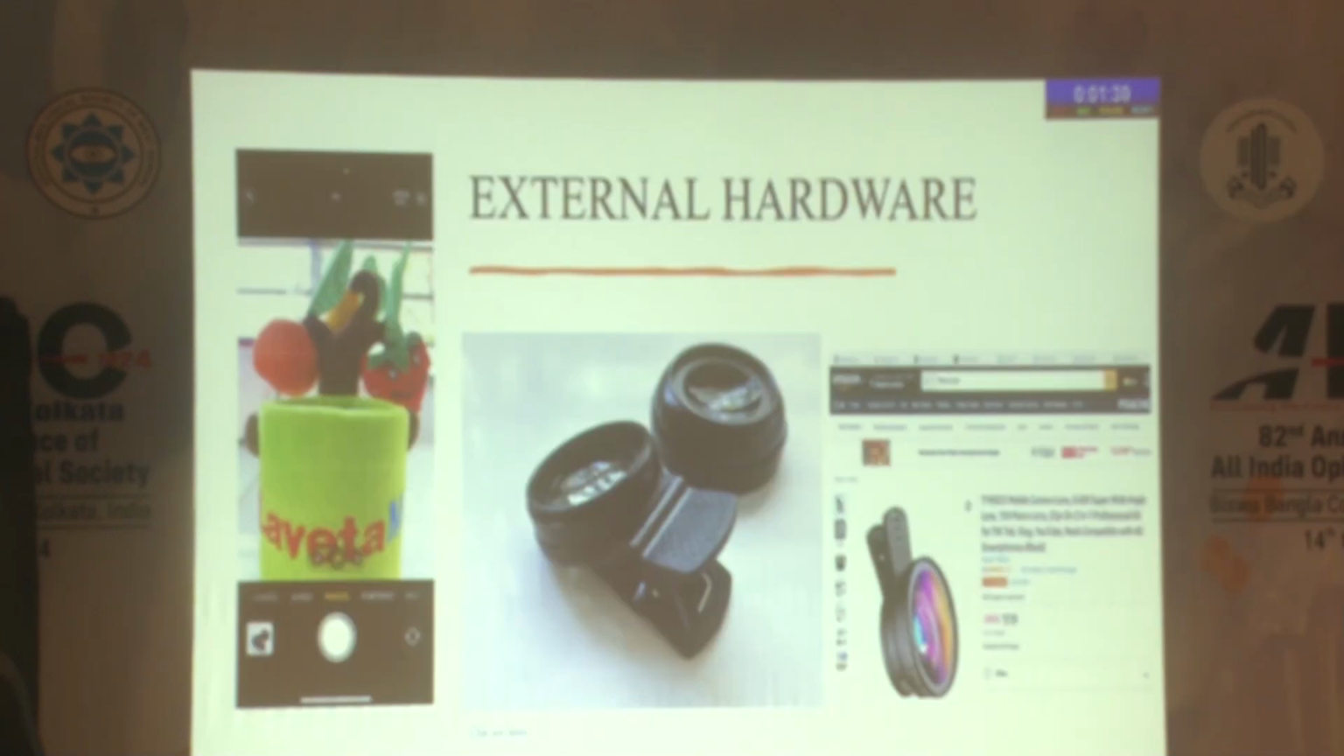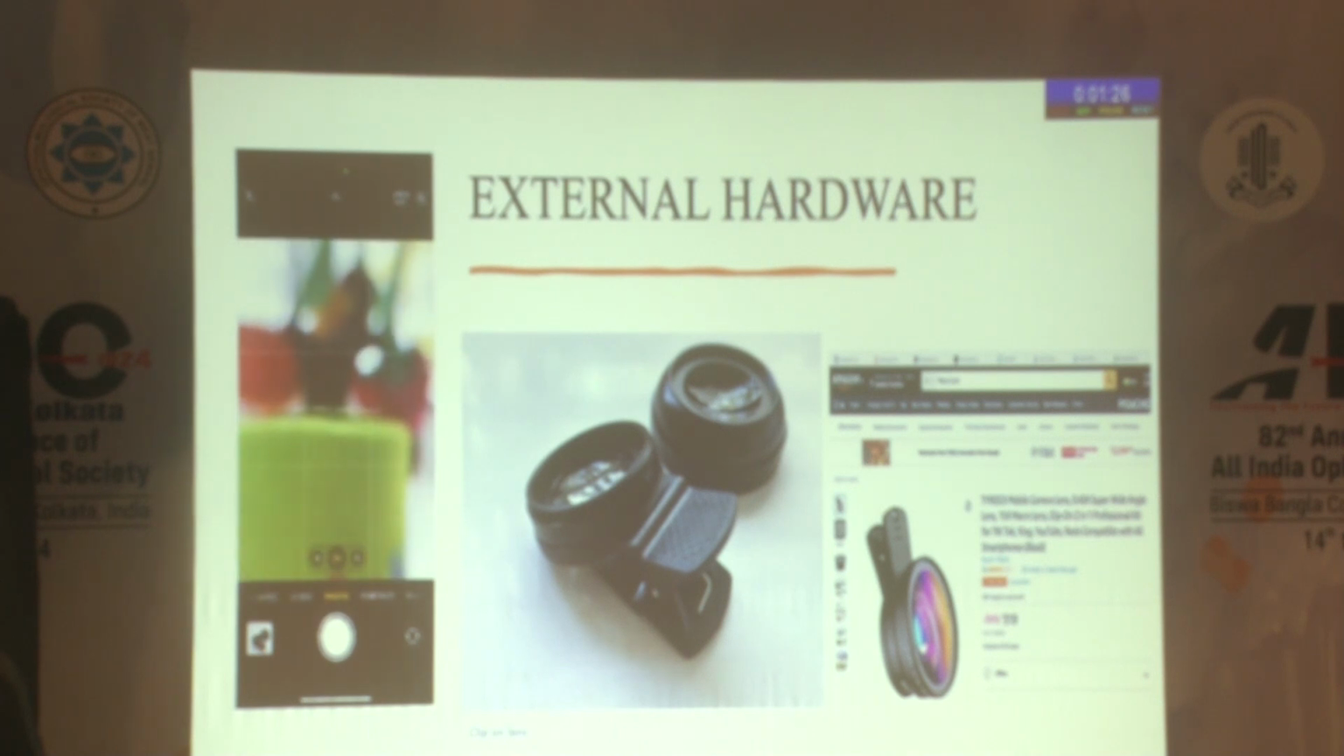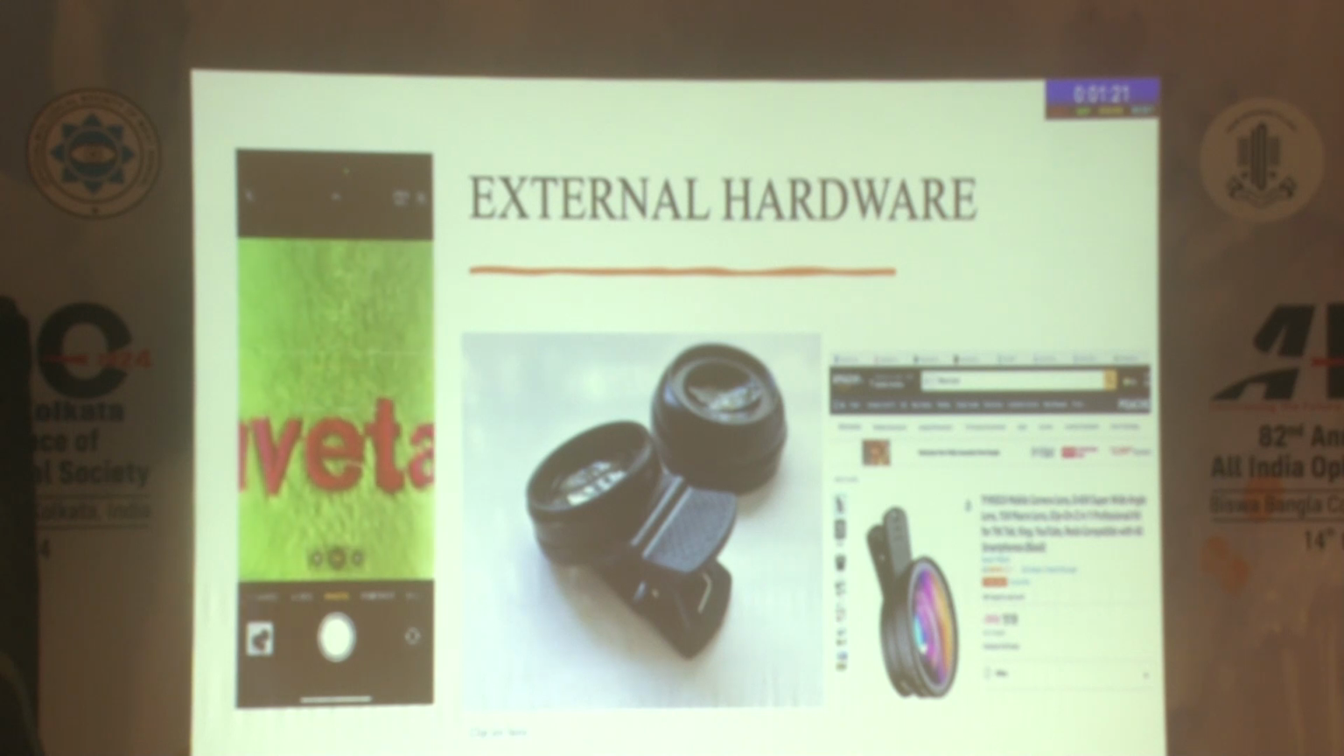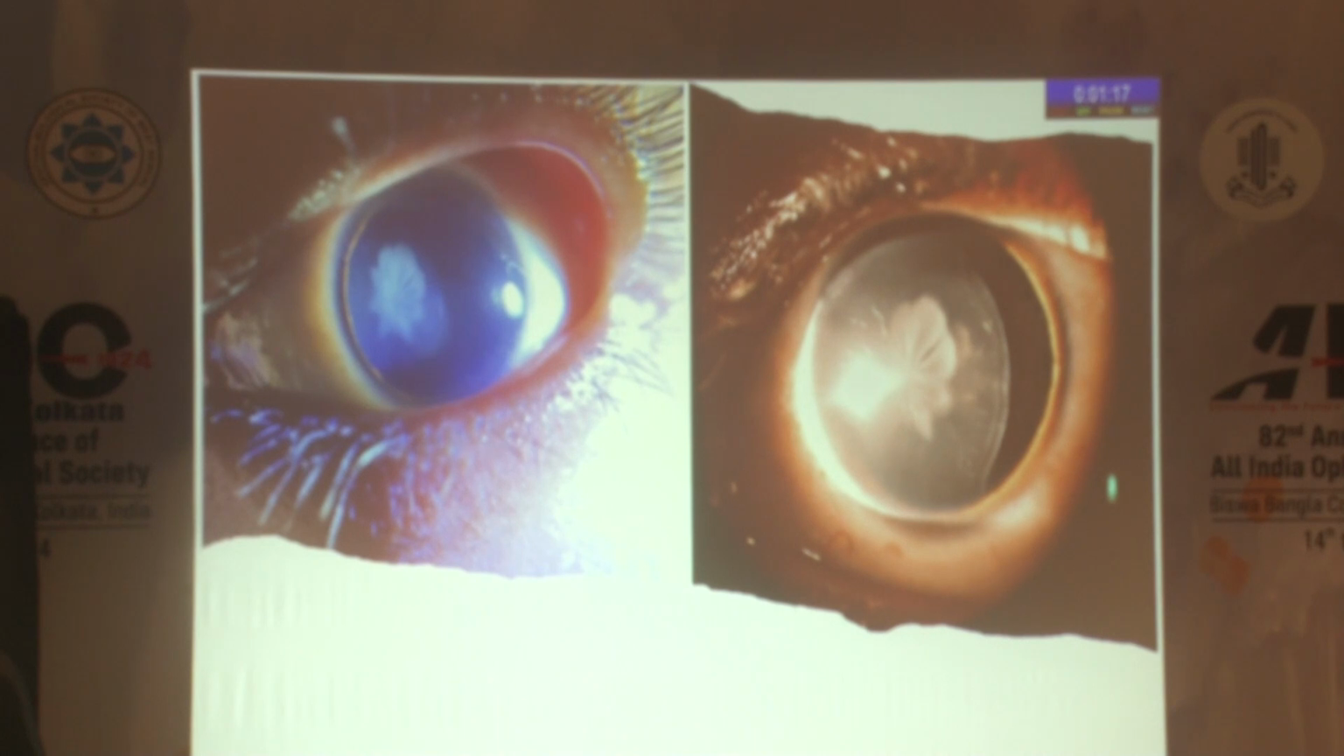This is the small clip-on lens that can be attached to the camera, and it is very easily available on online platforms. It is also cheap, it costs 300 to 400 rupees, and we can focus the images very well with this camera. These are some photographs that we obtained with the help of this attachment.